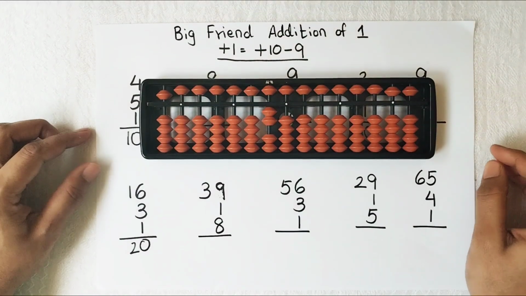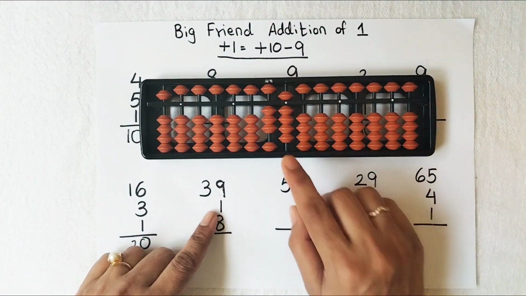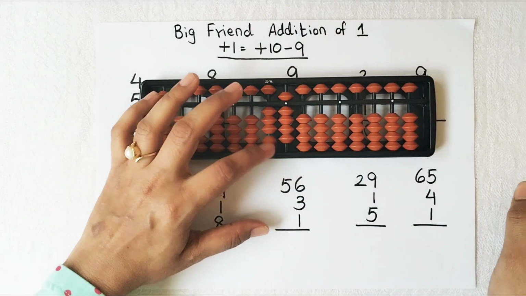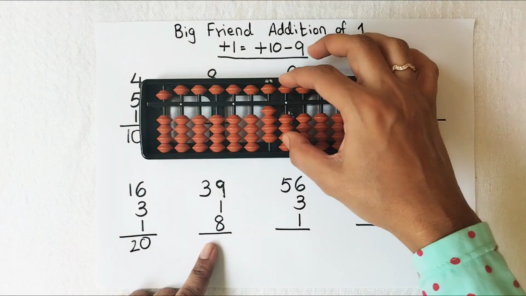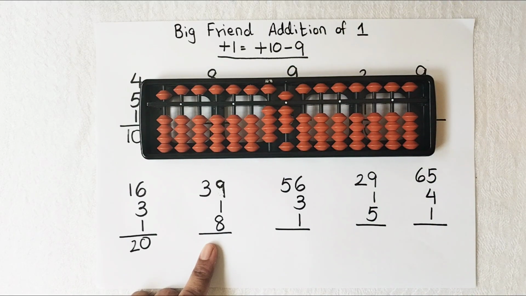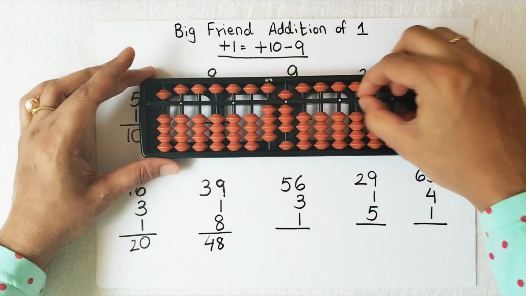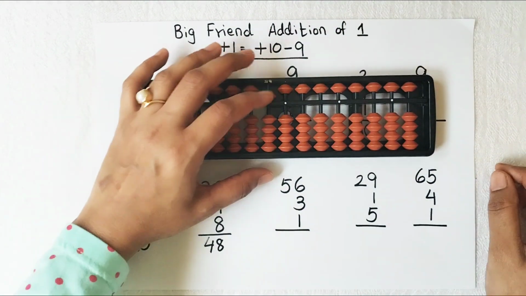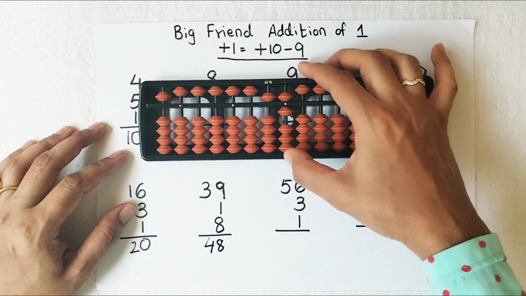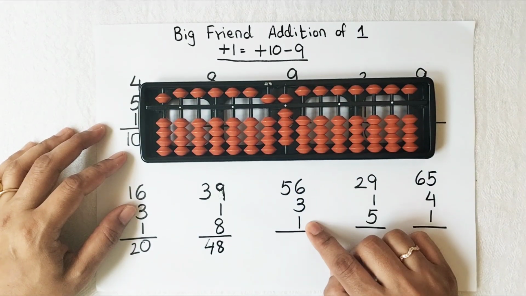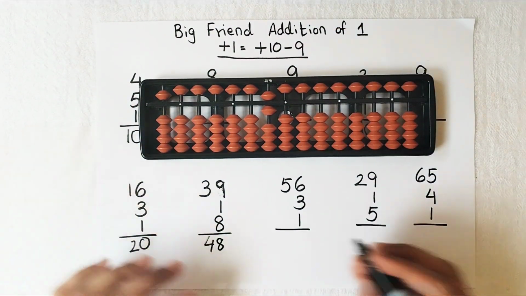Next, 39 plus 1 plus 8. 39 plus 1. Plus 1 is plus 10 less 9. Plus 8. Can I do it directly? Yes. My answer is 48. Next, 56 plus 3 plus 1. 56 plus 3. Can I do it directly? Yes. Plus 1. Plus 1 is plus 10 less 9. My answer is 60.